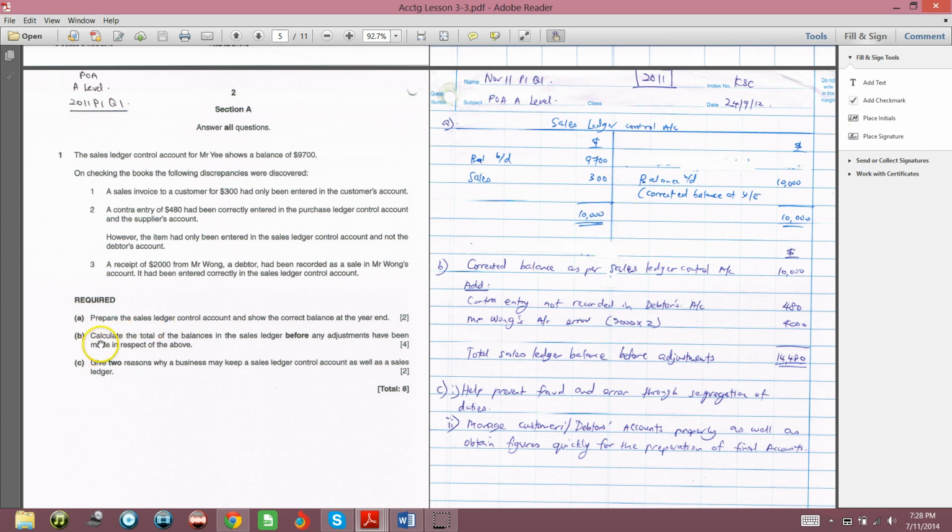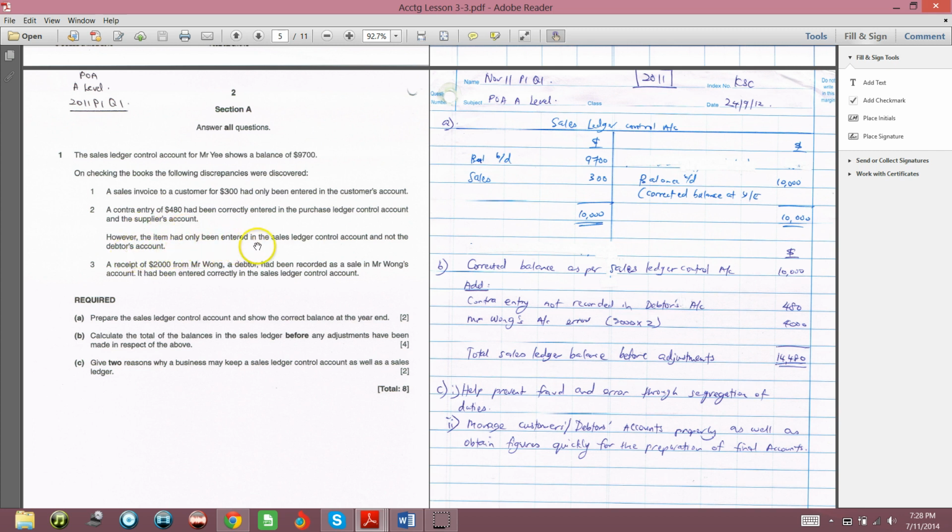So part B, I will read. Calculate the total of the balance in the sales ledger before any adjustment has been made in respect of the above. Okay, so I will leave some space, then I will just put here part B. Then now I think, okay, so you see now they said that a sales invoice to customer 300 had only been entered in the customer account. A contra entry of 480 has been correctly entered in the purchases ledger control account and suppliers account.